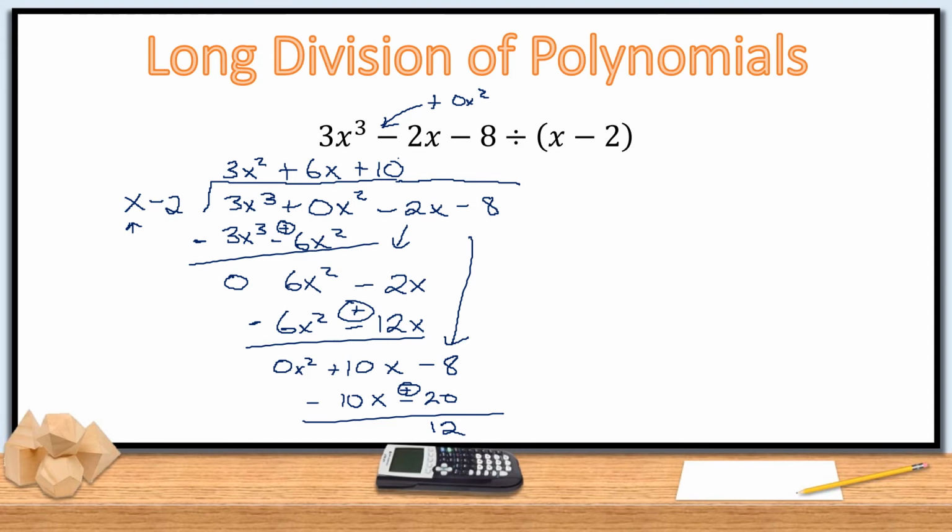And x does not go into 12, so we don't keep going. We don't do like 12 over x or anything weird like that. We're done at this point. So we would say the answer here is 3x squared plus 6x plus 10. So this is the part that divided evenly with a remainder of 12. So remainder 12. If we were going to write it as an entire statement, so it would be plus, and then this is still over the divisor, so 12 over x minus 2. So that's when the plus would come in. If you're just doing remainder, it's just remainder 12. So you wouldn't do like 10 plus 12 in that case.